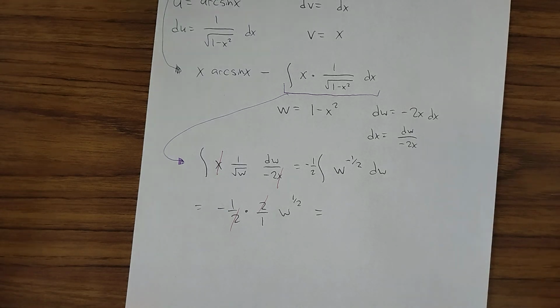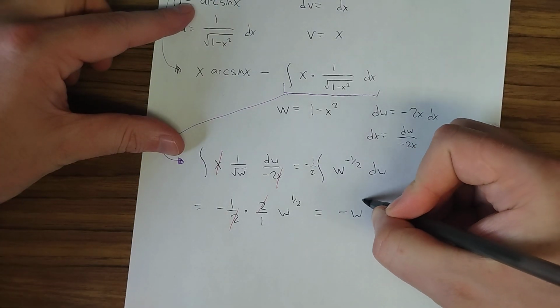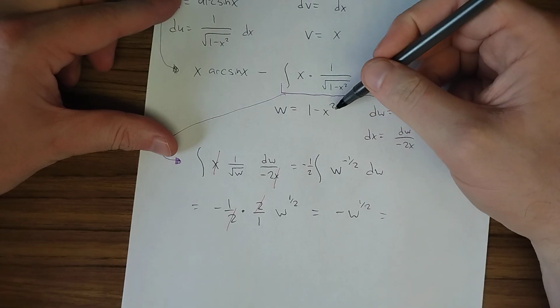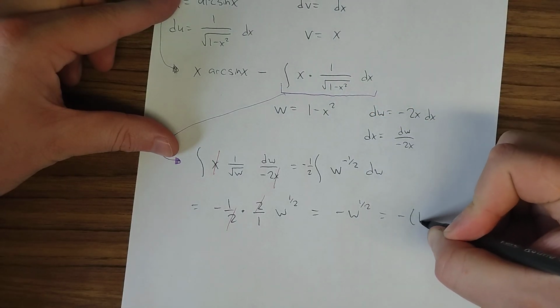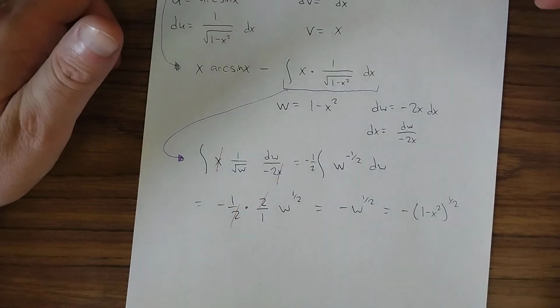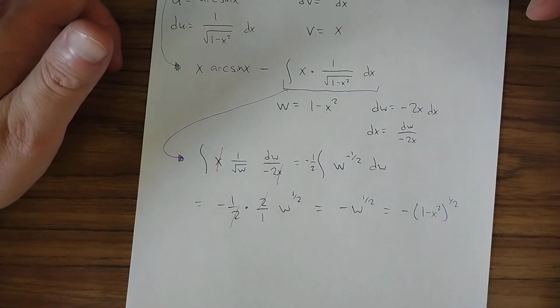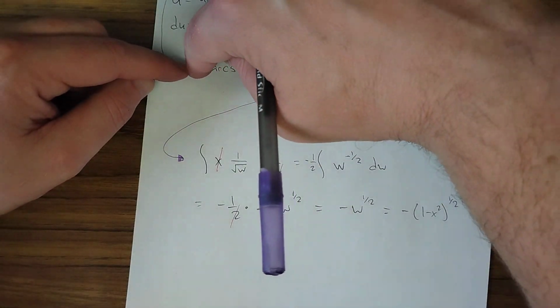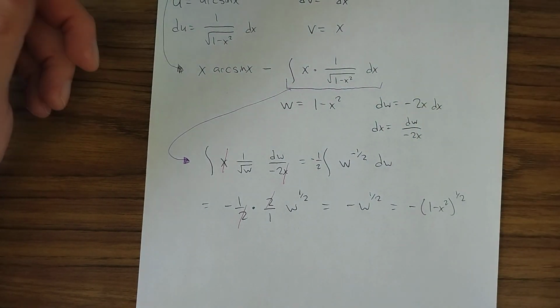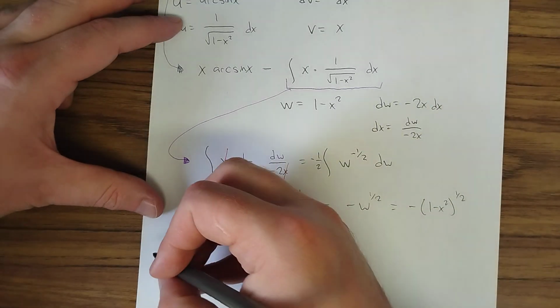Cancel. So I just get negative w to the 1/2, and let me go back and replace w with what it is. So I'm there. Let me put my final answer together, because I was here and then I took some time to work this out, but now it's time to put it all together.